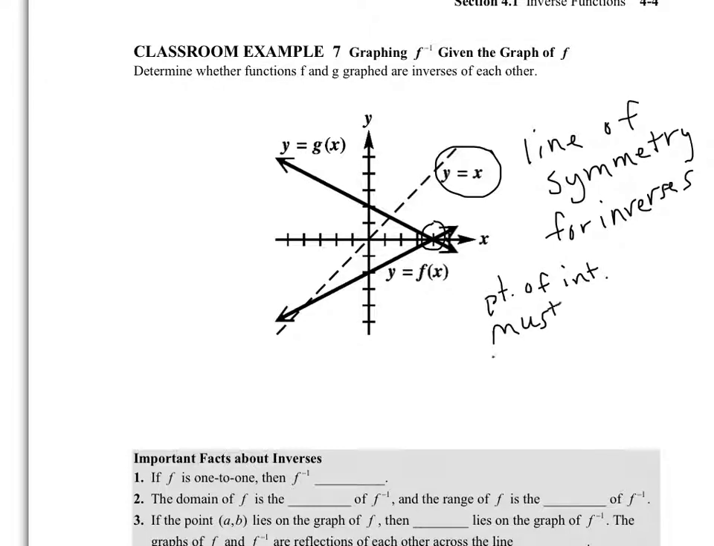So a point of intersection must be on the line y equals x. If it's any other place, it automatically tells you that these are not inverses. So that's a quick way to check visually.